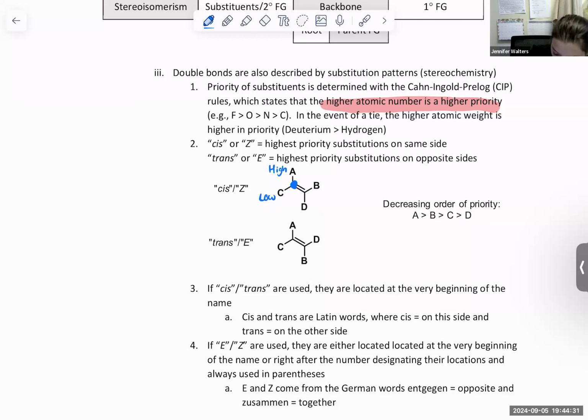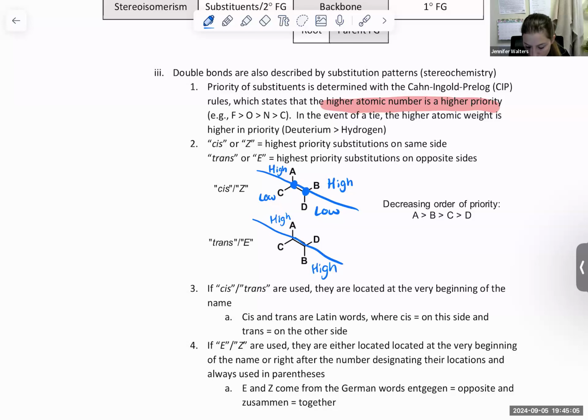Cool. Now I look at the other side and I disregard the left side. Now I'm only going to look at the right side of the double bond. B is higher than D in priority. So B is high, D is low. Now I connect the dots. I go through that double bond, connecting the carbons of the double bond. My high priority is on the same side, that is cis or Z. If my high priorities are on opposite sides, when I connect those dots, then it is trans.